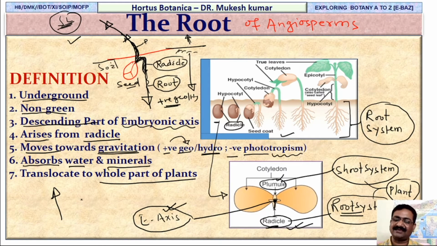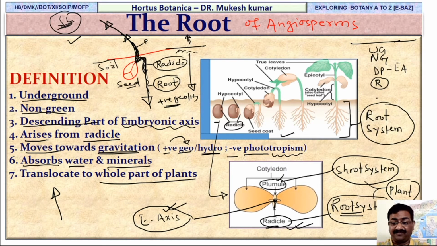So what we have collected here, important 7 points. First, if you are finding something underground, under the soil, it is underground. Since it is underground, it is non-green. Growing downwards, so this is the descending part, arising from the embryonic axis, particularly from the radicle. They move towards gravitation, that is positive geotropism and hydrotropism, while negative phototropism.